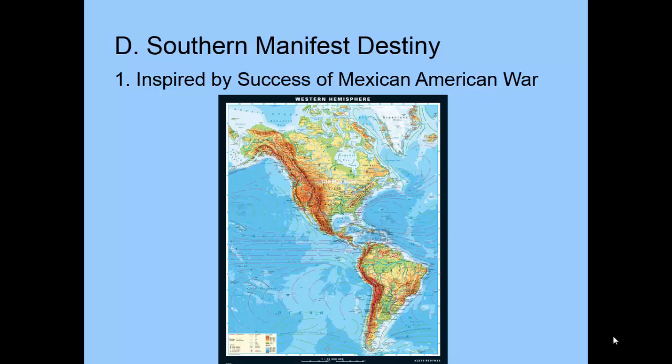Next, Southern Manifest Destiny. Southern Manifest Destiny, just like Manifest Destiny, is the idea that America should get more land. The Southern twist on this is that it should be slave land. Number one, the Mexican-American War was so quick, so easy for the United States. It was perceived that way, so the South is encouraged to go get more land.